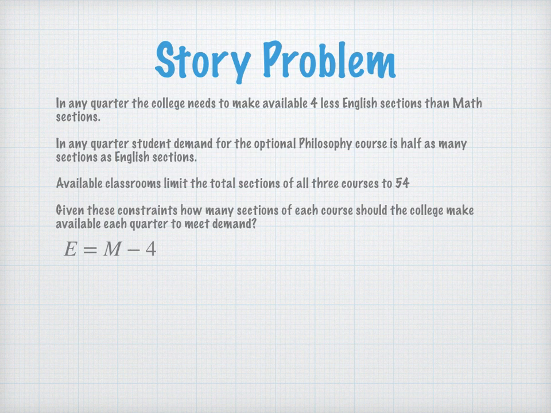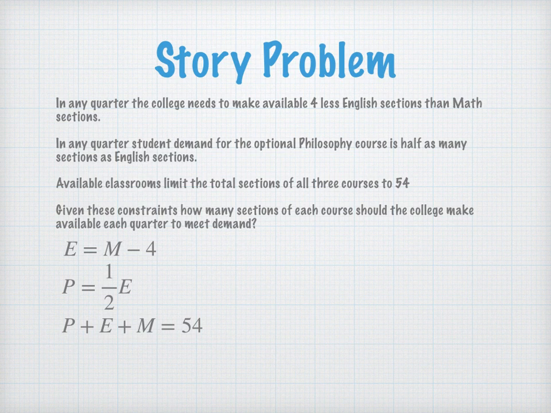Now, student demand for the optional philosophy course is half as many sections as English sections. So philosophy is half the size of English. So philosophy equals a half times English. Now, available classrooms limit the total sections of all 3 courses to 54. So that means philosophy plus English plus math has to equal 54.